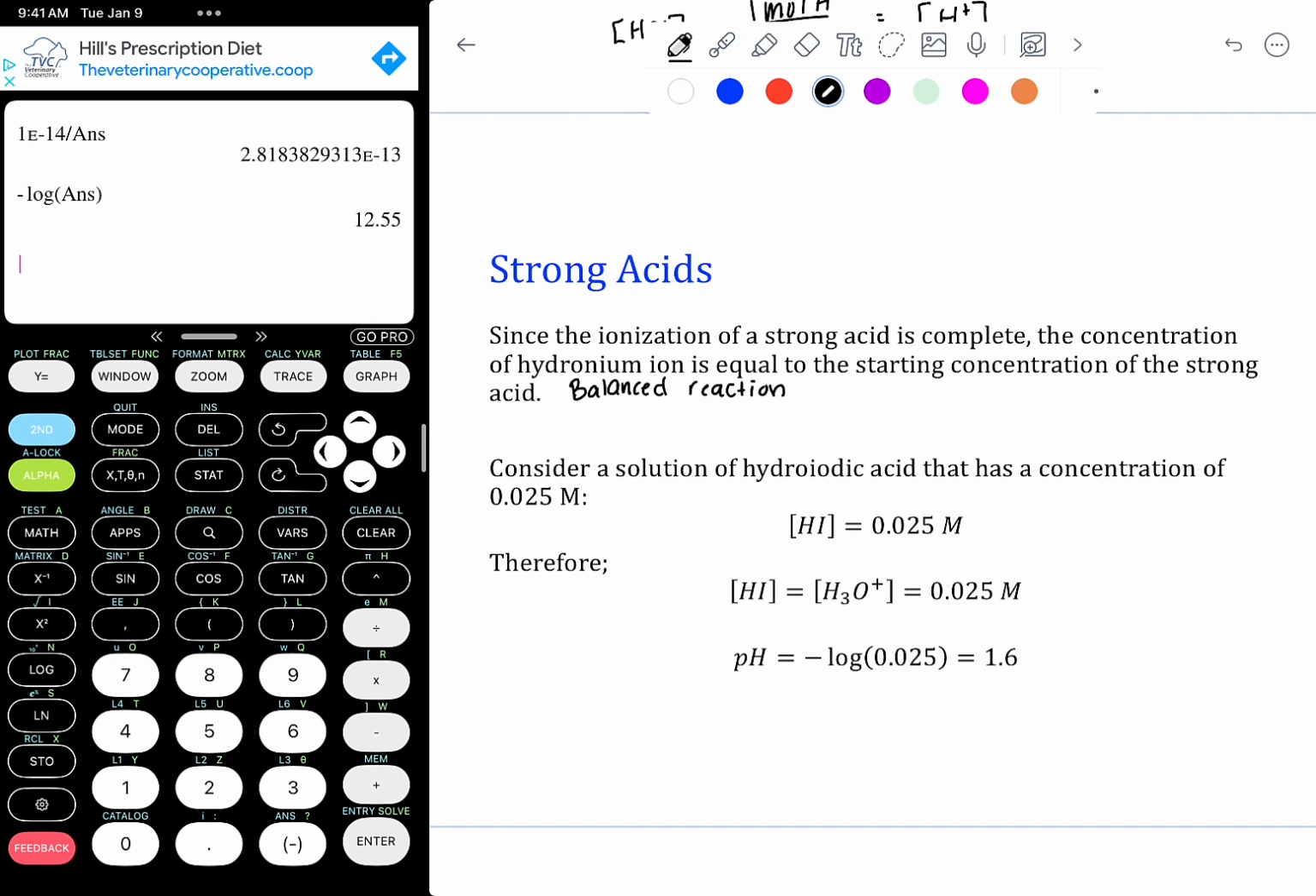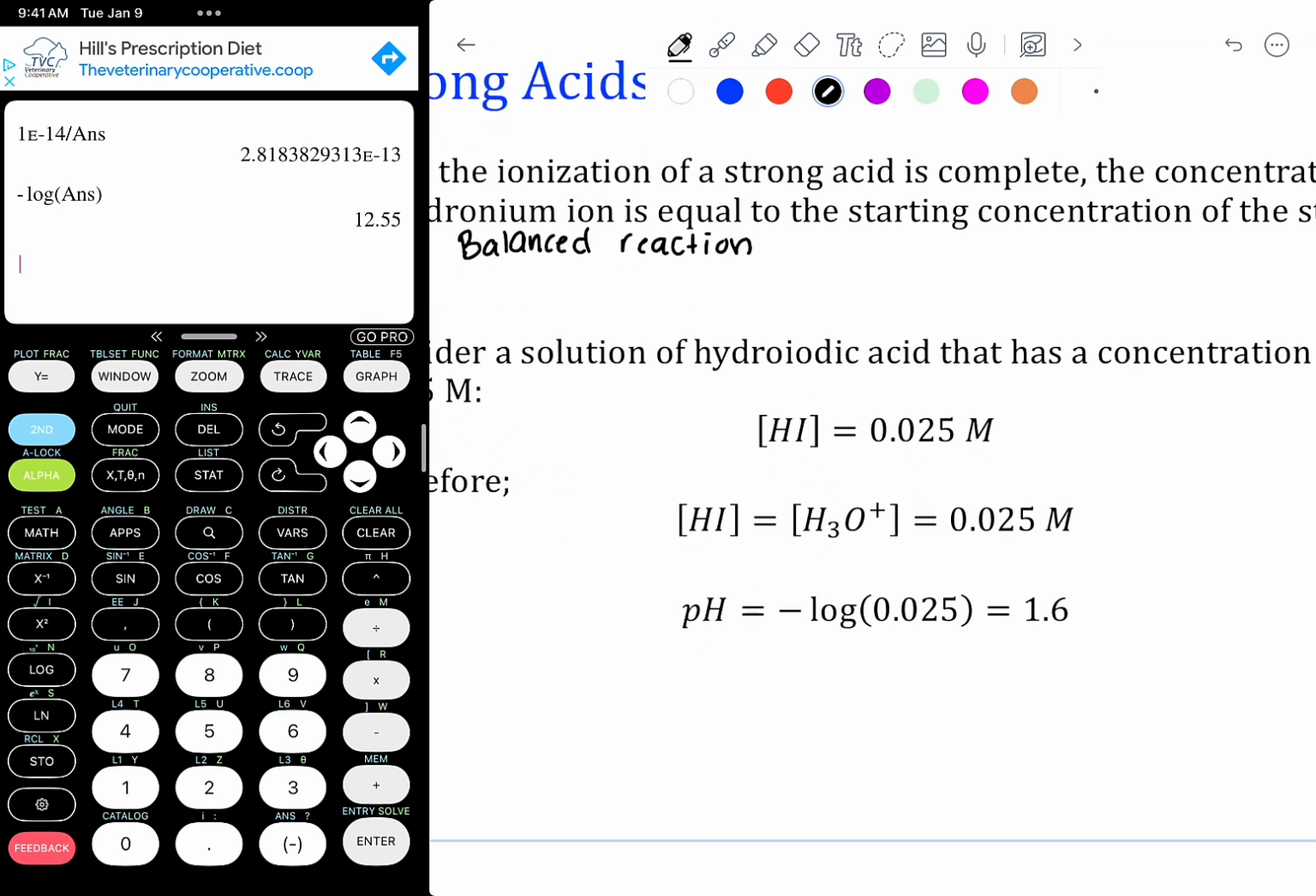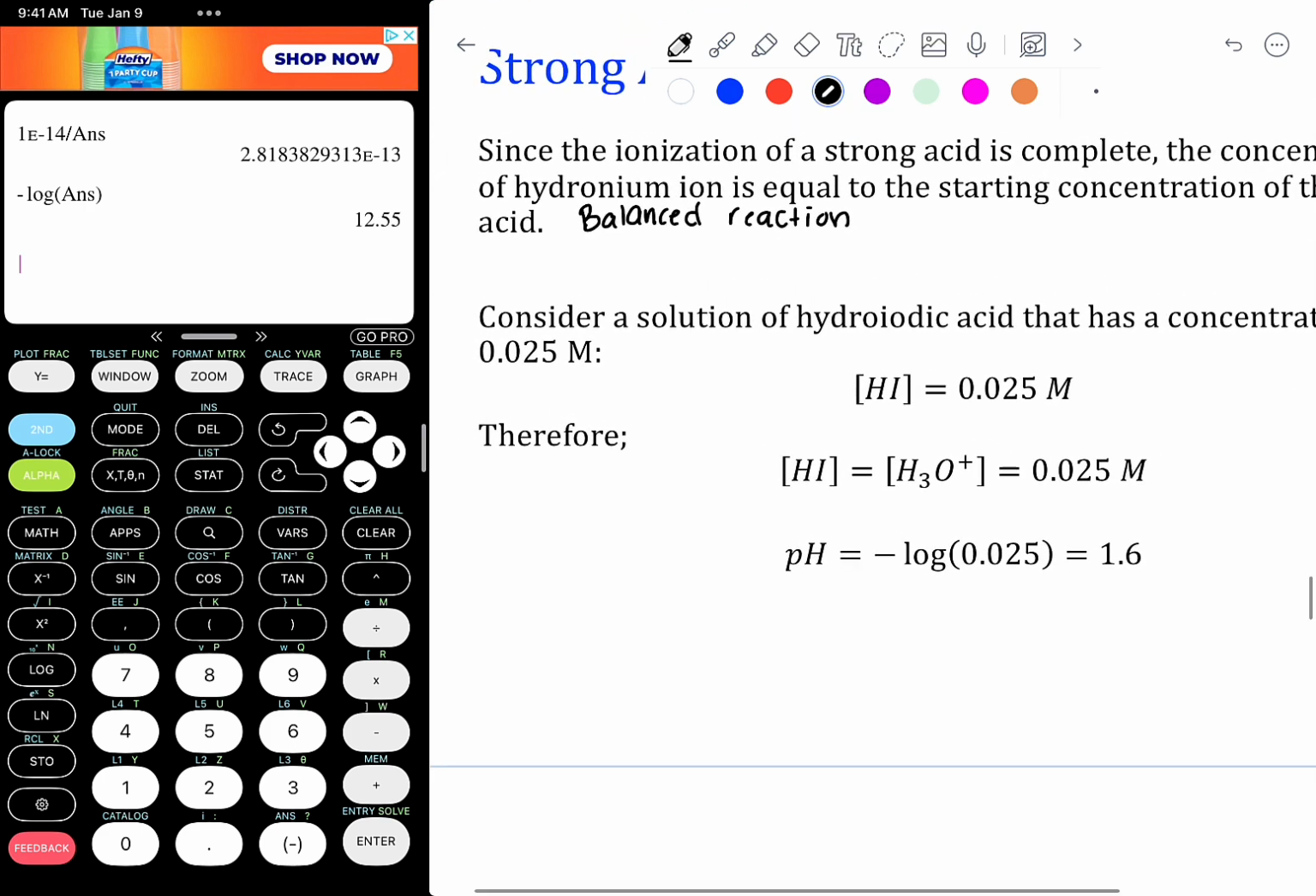So consider a solution of hydroiodic acid that has a concentration of 0.025 molar. We know that the HI concentration is 0.025 molar, meaning that the H3O plus concentration or the H plus concentration, they're interchangeable, is also equal to 0.025 molar in that same solution. So if we wanted to find the pH, we just do our usual calculation, negative log of that concentration. So we have 0.025 here, we just plug it in there, and we calculate it out to get 1.6.